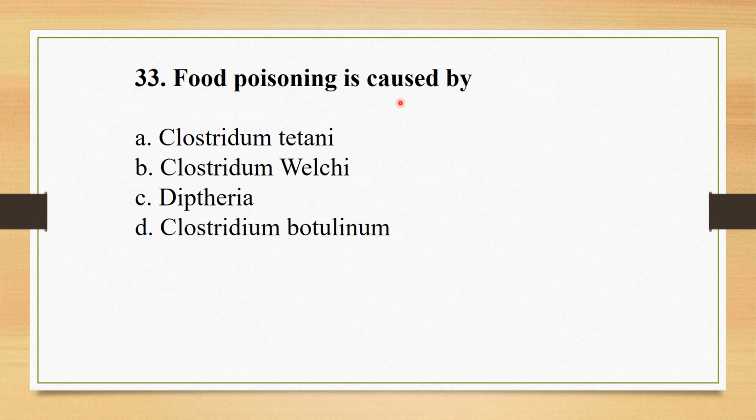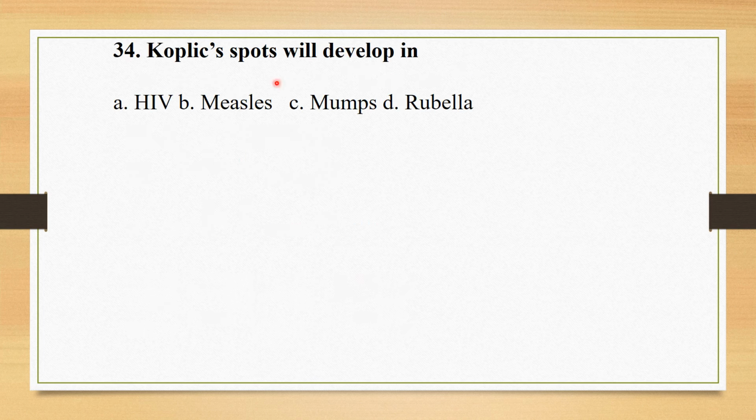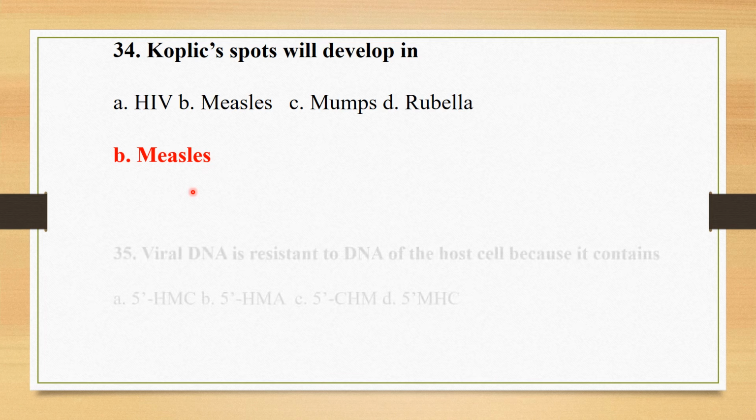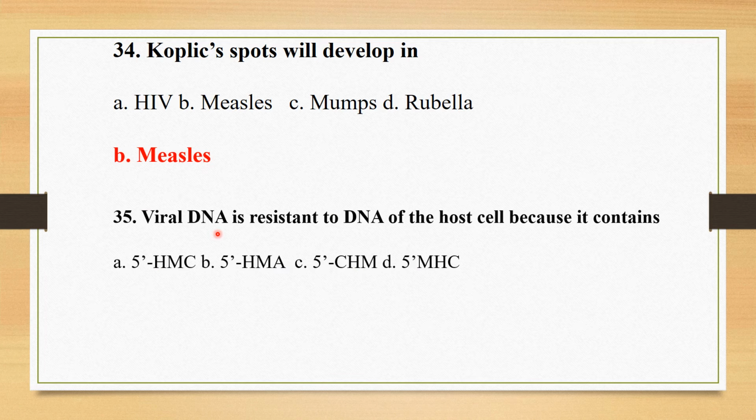Which organism is responsible for food poisoning? Clostridium botulinum is responsible for food poisoning. Koplik spots develop in measles. Viral DNA is resistant to the host cell's bacterial DNA restriction because it contains 5-hydroxymethylcytosine.